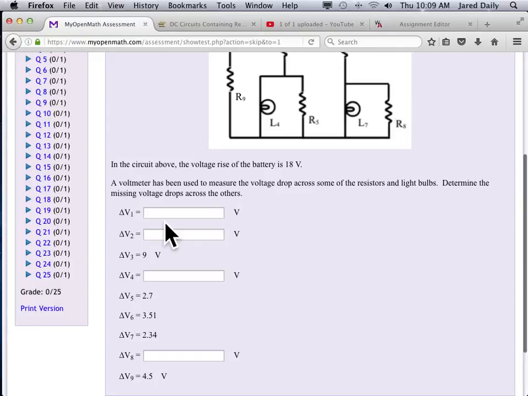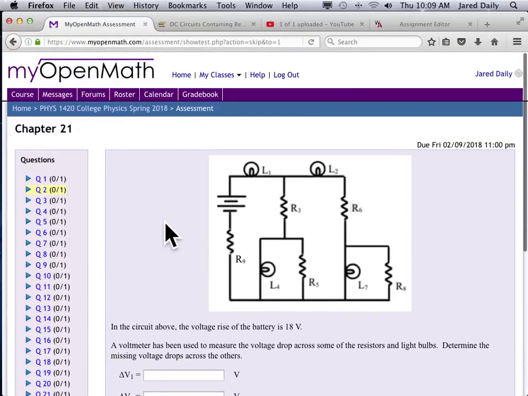Now in this case, they've given you voltages. So you create voltage loops and voltage equations using the second rule, and you fill in the blanks that way.